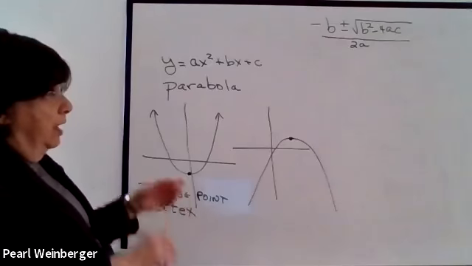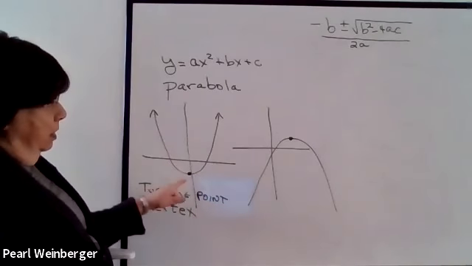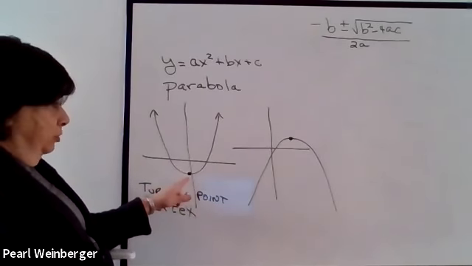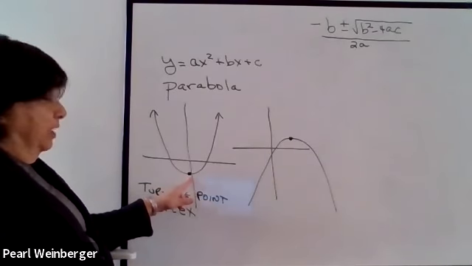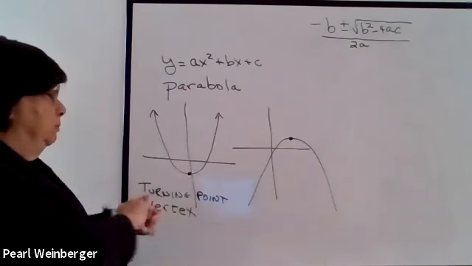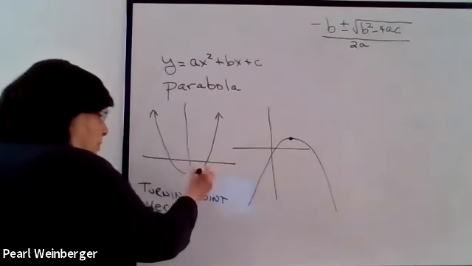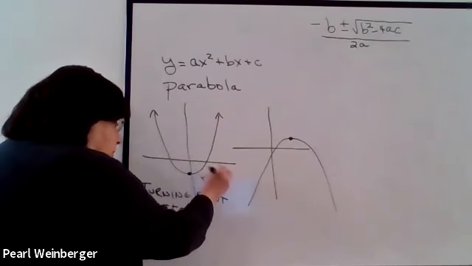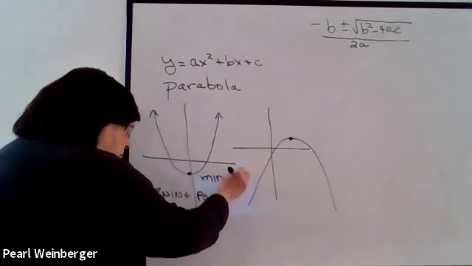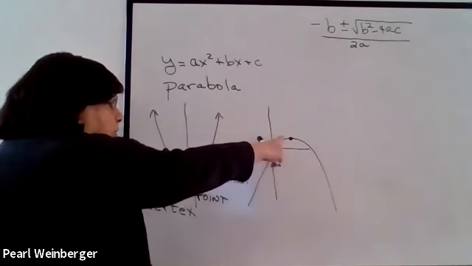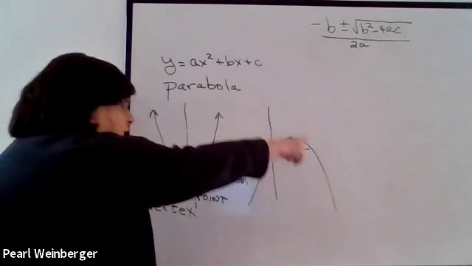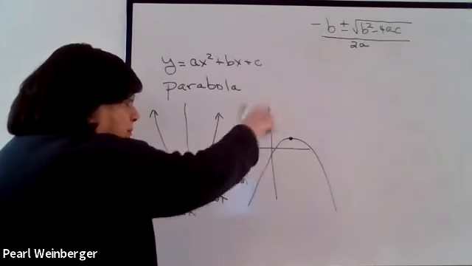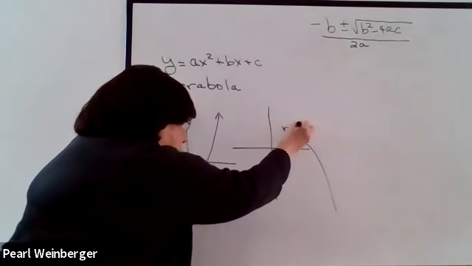We could actually specify the turning point on this graph happens to be a minimum point. So sometimes it's called the minimum point because it's the lowest point. The turning point on this graph happens to be the top of the hill. It's the maximum point. It's the highest point.